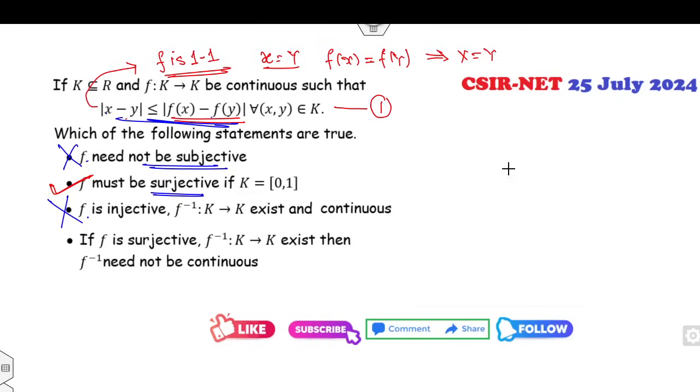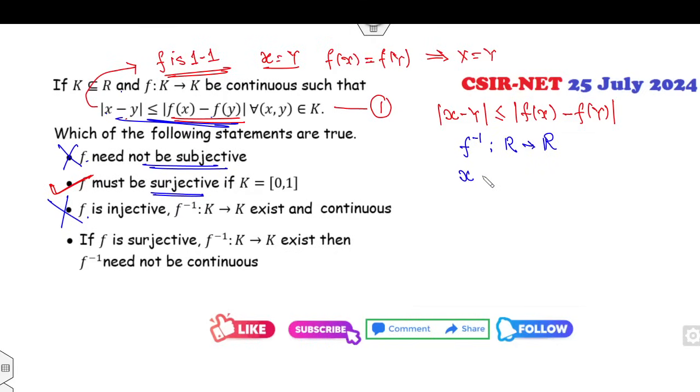Again, very simple. What is given to you? Again, always remember what is given to you. This is given to you. I can use this equation. Another thing is given to you. I can choose R to R. Fine. K I can take as R. So what is the f inverse?